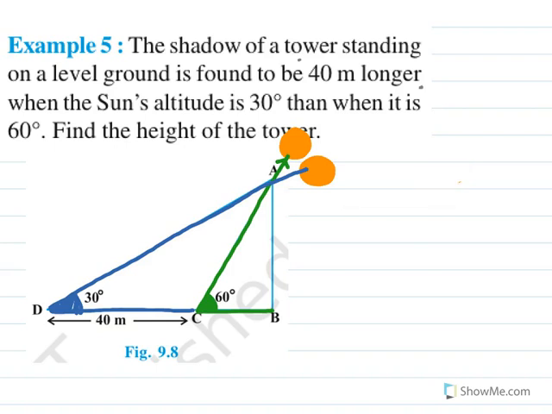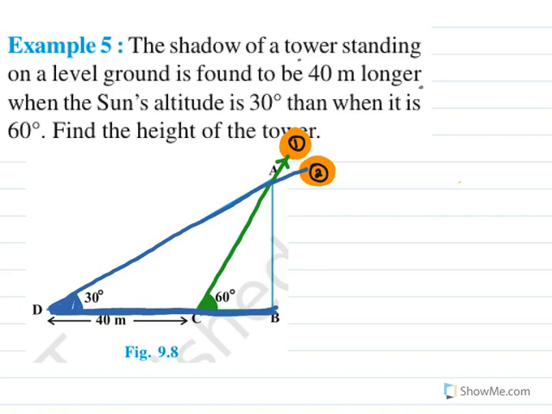That's exactly what we're doing in this sum. In position 1, the shadow would be BC. Here is the shadow BC. And when the sun is now in position 2, the shadow would get longer, and the shadow would be this entire DC here.